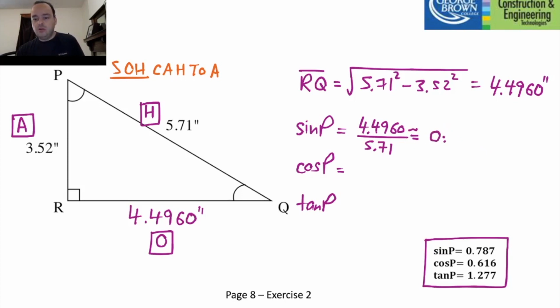Accurate to 3 decimal places, that answer is 0.787. Remember, there are inches here and there are inches there, and those inches cancel each other out. Let's just fix that approximate equal sign a little bit. Let's go for cosine now. So cosine is adjacent over hypotenuse. So in this case, the adjacent is a length of 3.52, and the hypotenuse is still 5.71. The inches cancel, and you get an answer of 0.616.